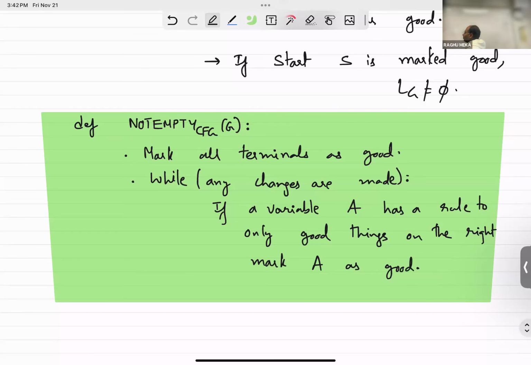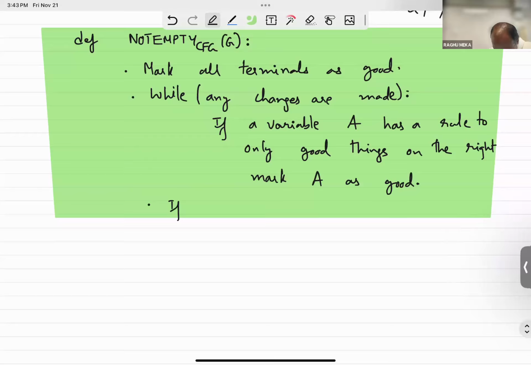Okay, so every time you go through all of the rules and then you mark something as good, if there is a chance, and then you keep proceeding. Okay, so the runtime of this will basically be the number of rules times the number of variables in the worst case. So it's definitely something that you can run reasonably well. Okay, and then if start is good, L(G) is not empty.